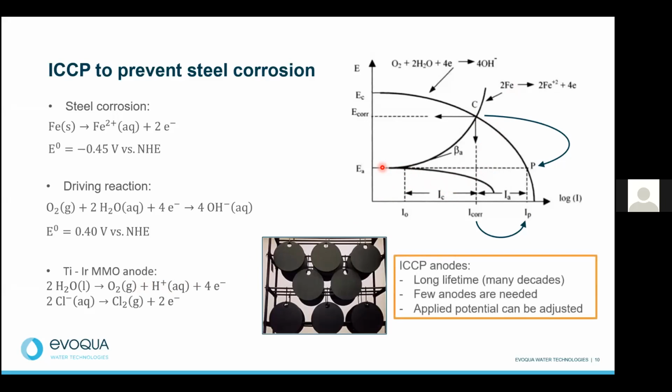Now you can also do this with the so-called sacrificial anode, but the advantage of using an ICCP approach is that you have a much longer lifetime, typically many decades. You need fewer anodes, and you can also actually tweak the applied potential as is required according to the specific conditions.